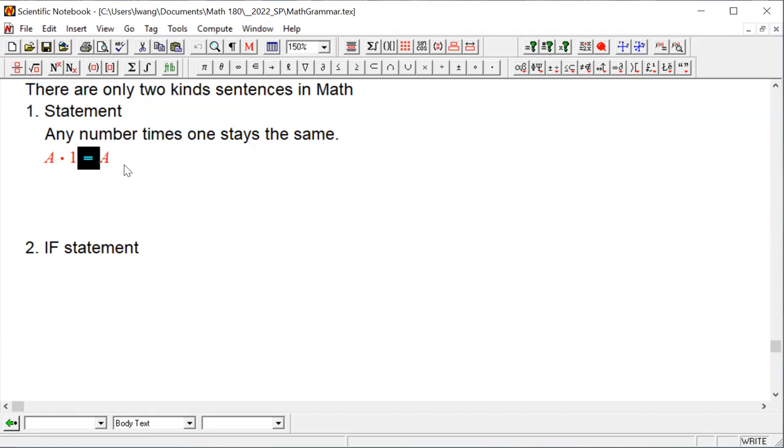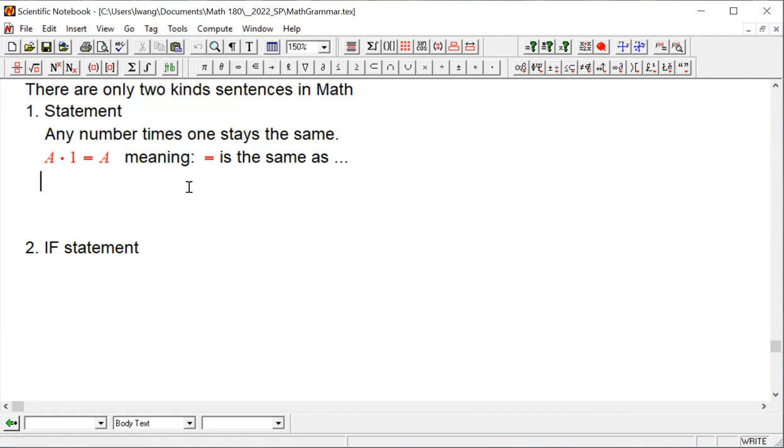What does the equal sign mean here? The meaning of the equal sign in this case is "is the same as." Okay, so that's a statement. And of course, we can judge the statement true or false.